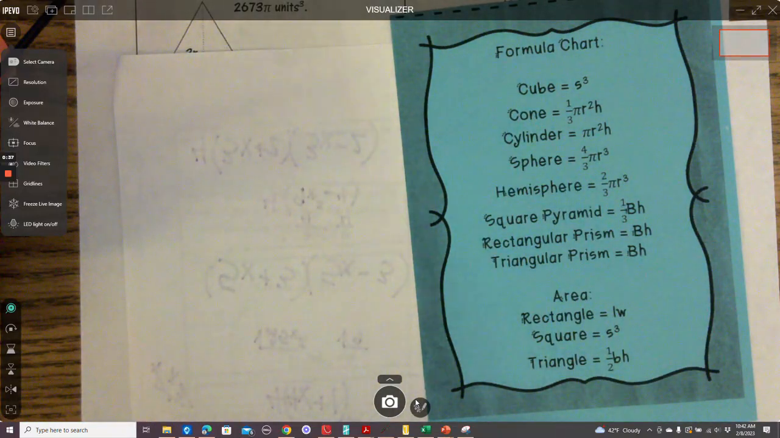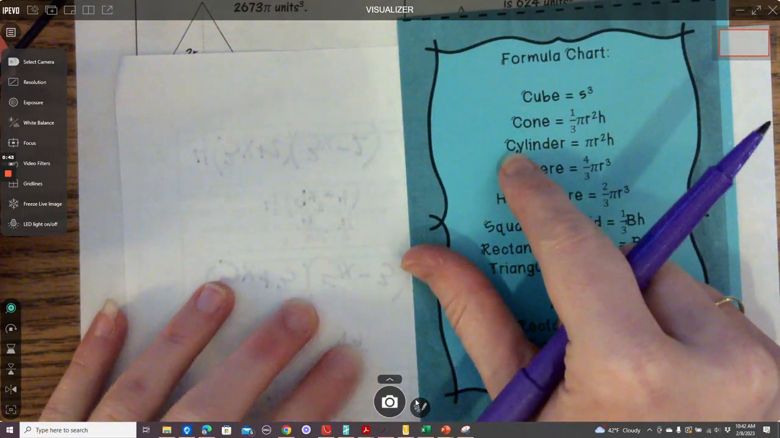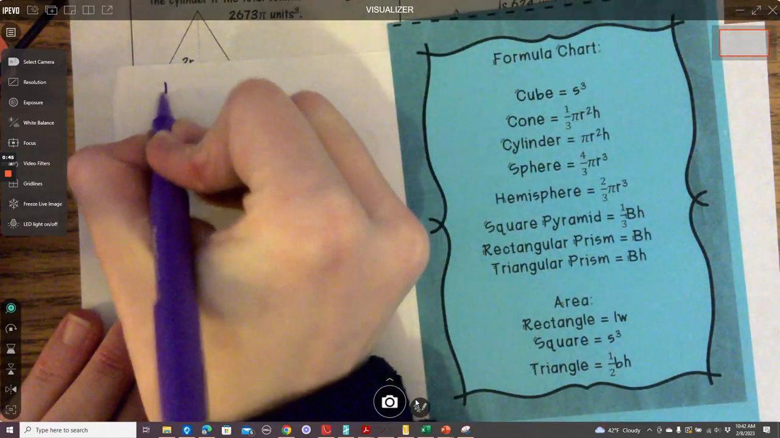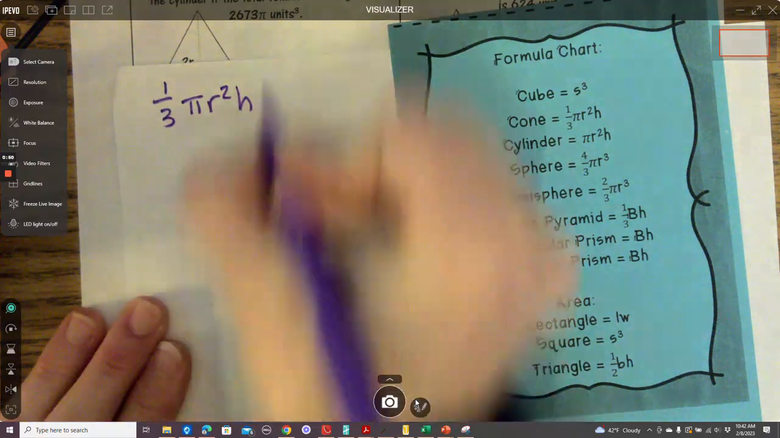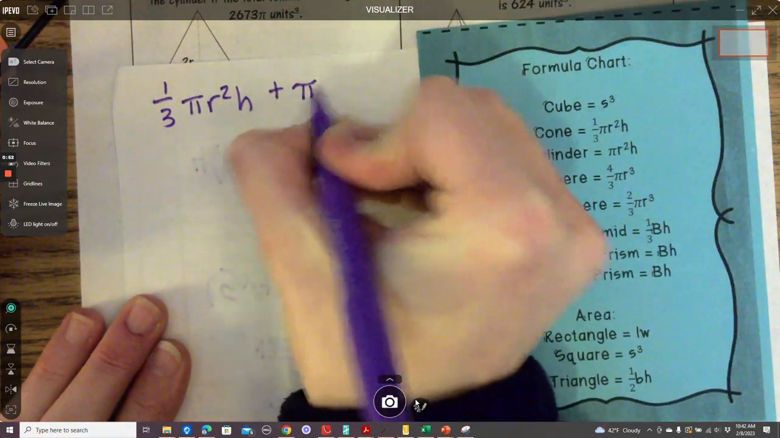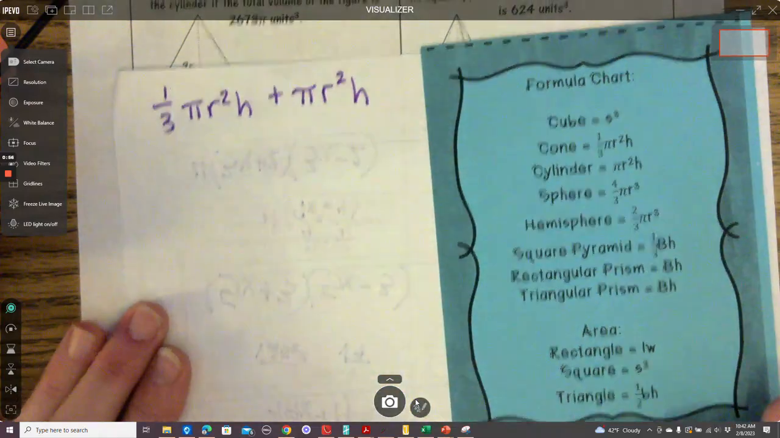Y'all good to do this on your own? We're adding a cone to a cylinder. So a cone is 1/3 pi r squared h plus a cylinder, which is pi r squared h.